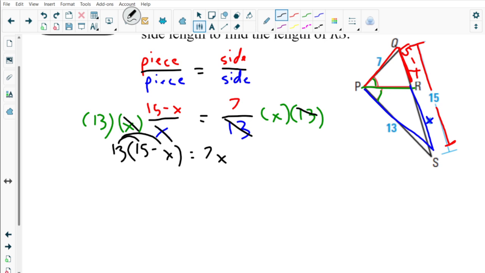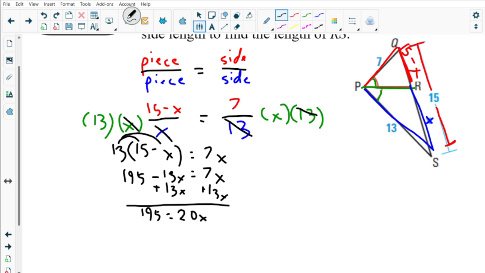We've got 13 times 15, which is 195, minus 13 times x. I haven't touched the right side yet. But now we're going to get everything with x on the same side. So we'll add the 13x. And now we just need to divide to get rid of that multiplying. So dividing that by 20 gives me 9.75.